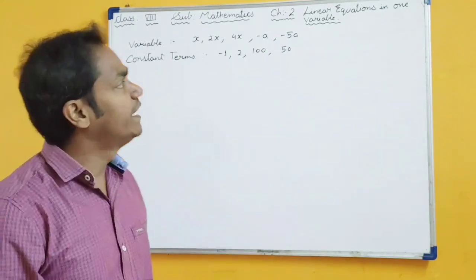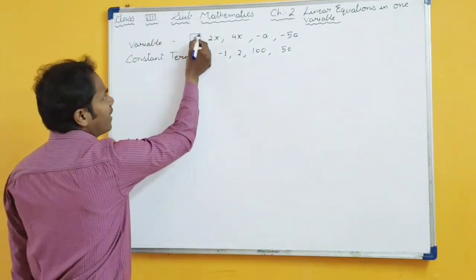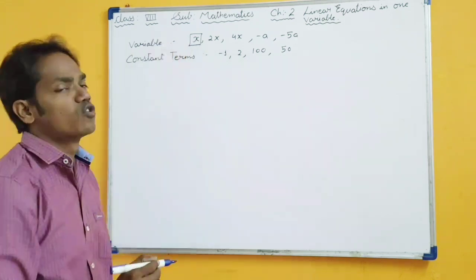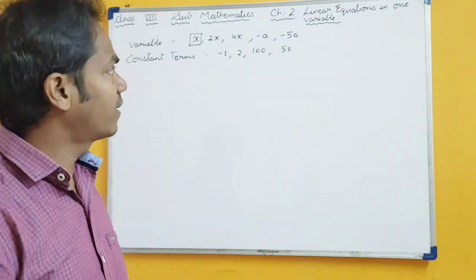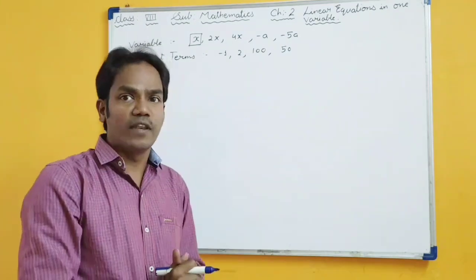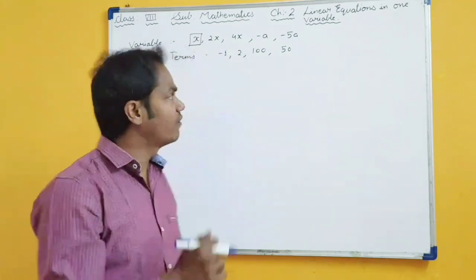As a chapter, linear equation in one variable, whenever you use a single alphabet, then it is known as an equation in one variable. In your higher classes, you will get linear equation in two variables, but for our class today we will learn about a single variable, one variable.